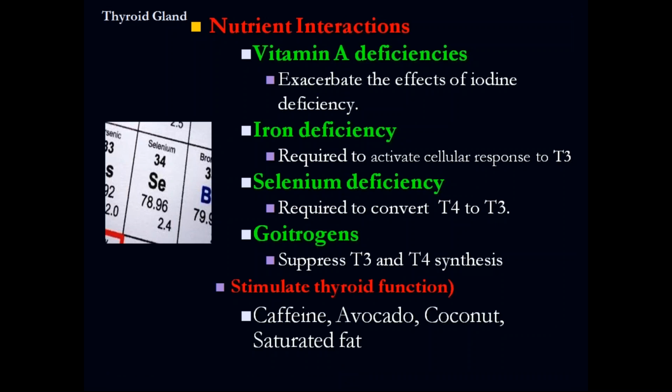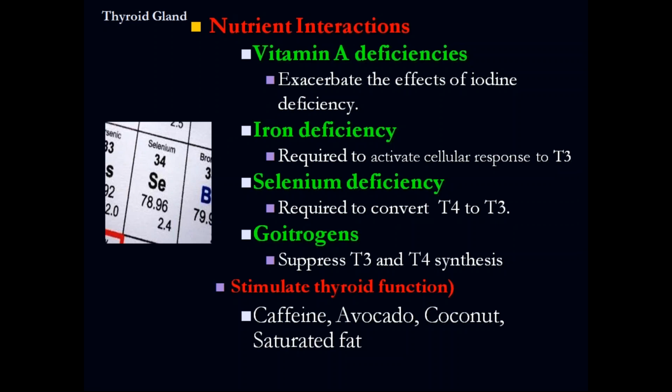Nutrient interactions: we have vitamin A, iron, selenium deficiency, and goitrogens. Vitamin A is going to exacerbate the effects of iodine deficiency. So that means more signs of hypothyroidism, right? If you have iodine deficiency as a background.